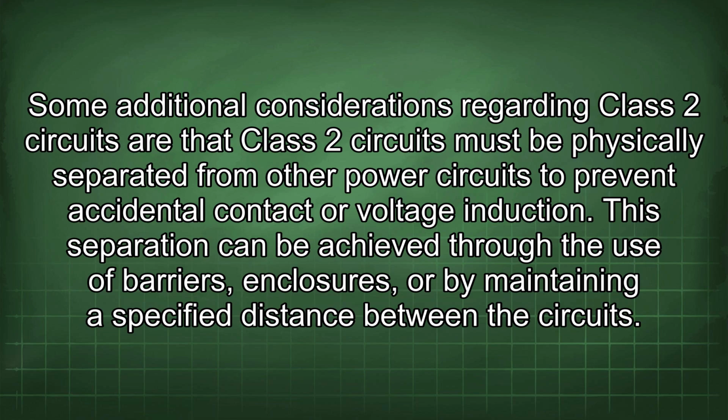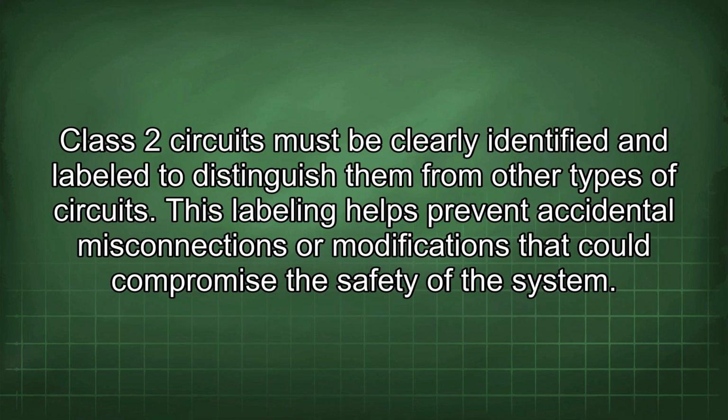This separation can be achieved through the use of barriers, enclosures, or by maintaining a specified distance between the circuits. Class 2 circuits must be clearly identified and labeled to distinguish them from other types of circuits. This labeling helps prevent accidental misconnections or modifications that could compromise the safety of the system.